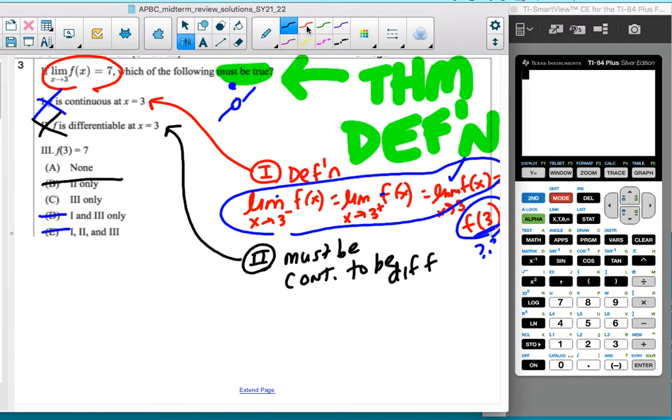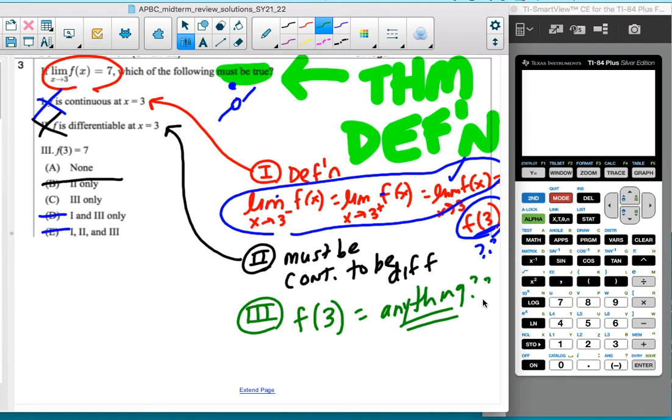And then the last piece of information, right? Well, the whole reason we don't know that things are continuous is if f of 3 were 7, then all 3 of these things would be true. But we don't know this, right? So f of 3 could literally be anything, because we don't know what number it is. That's the whole reason that 1 didn't have to be true. So C doesn't have to be true, and the answer is none, which is answer A.